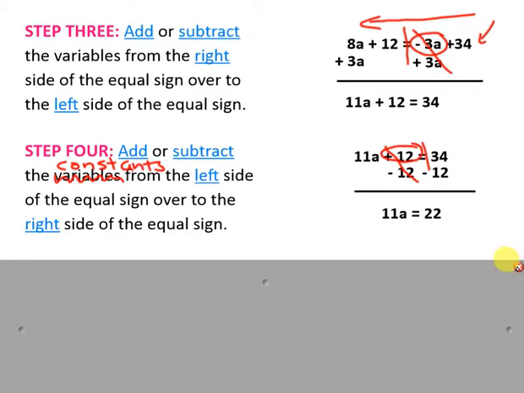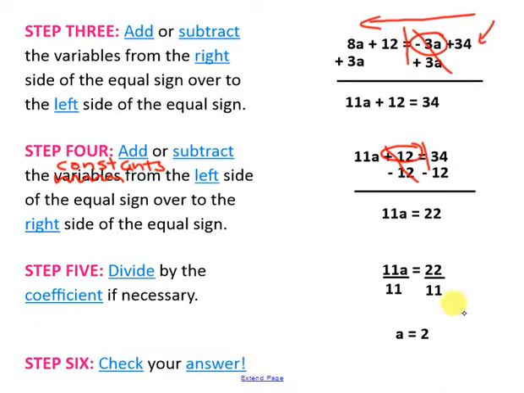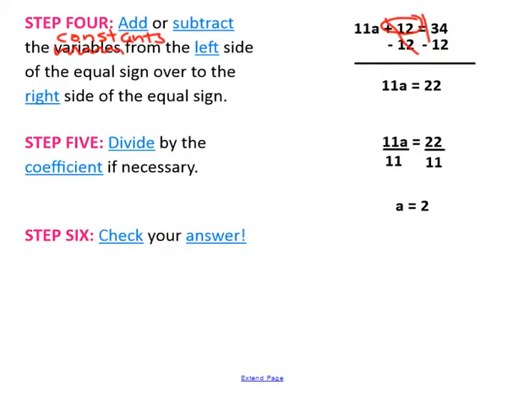All right, now step 5. And that's our last step. Oh, no, step 6. Okay, divide by the coefficient if necessary. Again, only if necessary. So now we have a one-step problem. 11a equals 22. Remember, we box the variable, divide by 11, a equals 2.